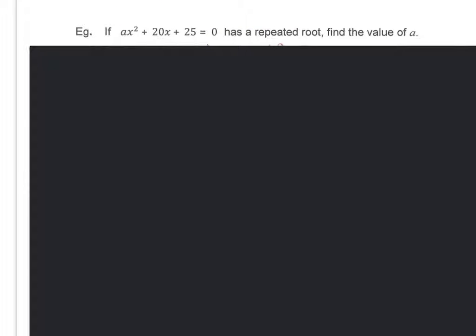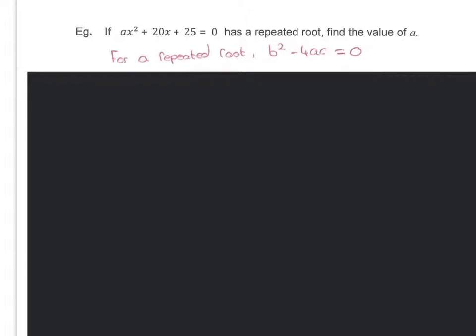Under our last example in this section, this one's slightly different in that we have to find the coefficient of the x squared term. We've been told information about the roots. Generally, when we see a question talking about roots of an equation, we know it's related to the discriminant. It's told us that the quadratic equation has a repeated root. Our knowledge of discriminants tells us that if something has a repeated root, the discriminant must equal 0. So that's the first thing we're going to put on the page.